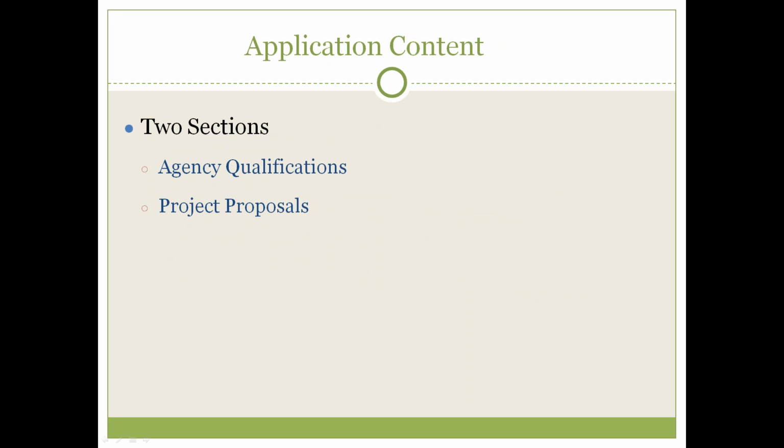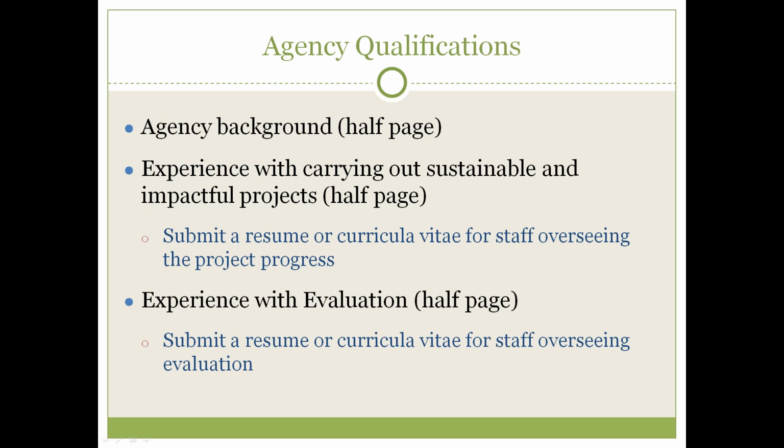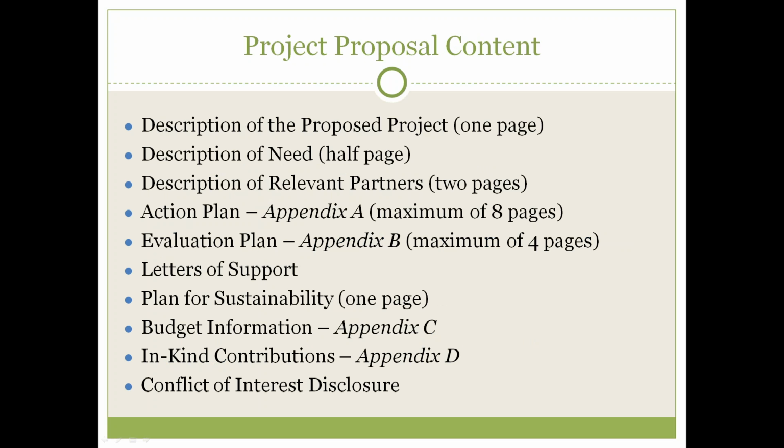The application content consists of 2 sections, agency qualifications and project proposals. For agency qualifications, you need half a page of the agency background. You need to demonstrate experience with carrying out sustainable and impactful projects, also half a page. Make sure to submit a resume or CV for staff overseeing the project progress. You also need to demonstrate experience with evaluation and make sure you submit a resume or CV for the staff for evaluation as well.